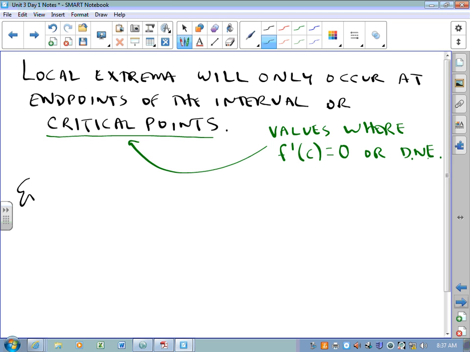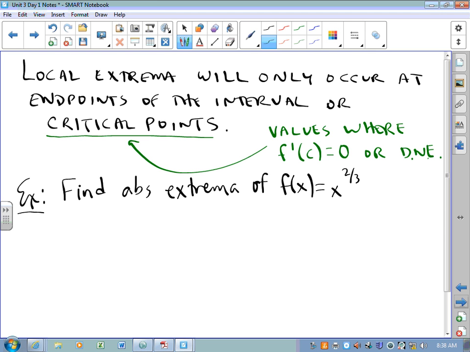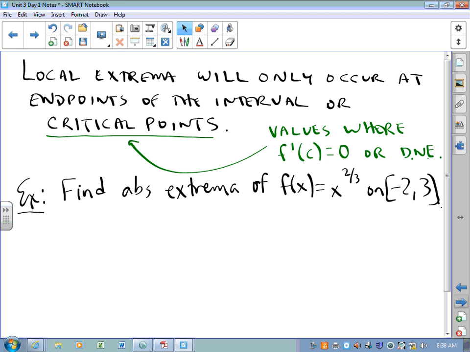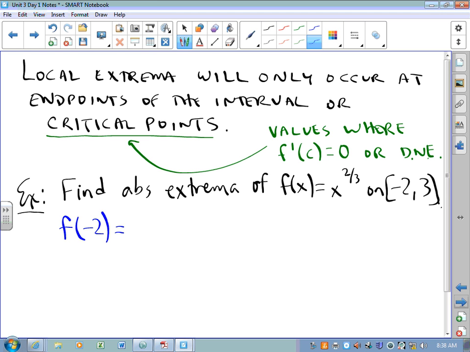So, when I ask you to find the absolute extrema of f of x is x to the 2/3 on -2 to 3, the absolute extrema, those are the absolute max and absolute min values. I know that those extrema will either happen at f of -2 or at f of 3 or at f of some critical point inside the interval. Well, pretty clearly, f of -2 is the cube root of 4, and f of 3 is the cube root of 9. That's 2 squared and 3 squared for those of us that remember our laws of exponents.